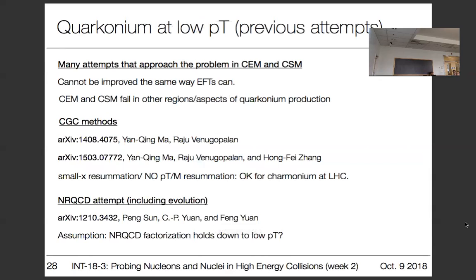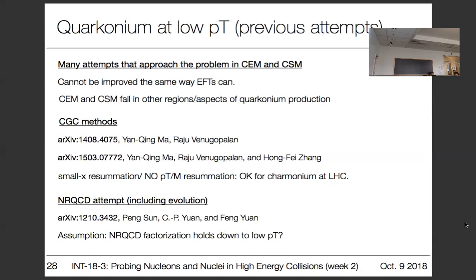The problem with those is that they get other things wrong when it comes to Quarkonium production, such as the polarization. For example, the color evaporation model does not predict it. The color singlet model fails to predict the data at large and moderate values of PT. So it's hard to believe that this is the approach we have to follow in order to describe the low PT region. Then there are CGC methods with small x, but they don't resum PT divided by n. And if you're studying upsilon, for example, then these corrections become important, especially if you're in the TMD region.